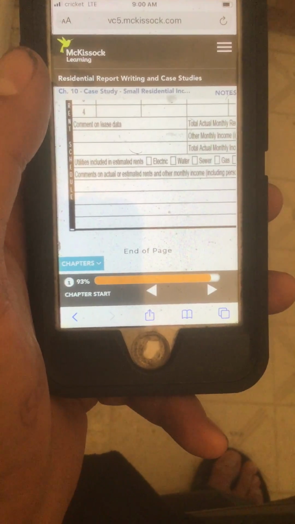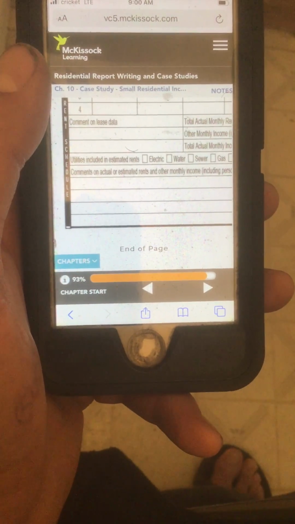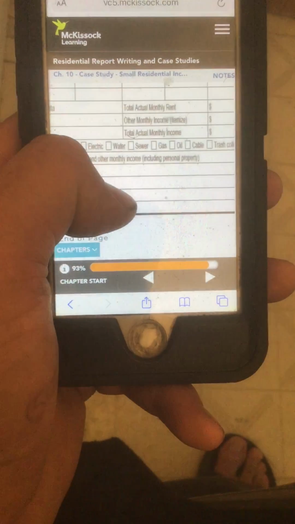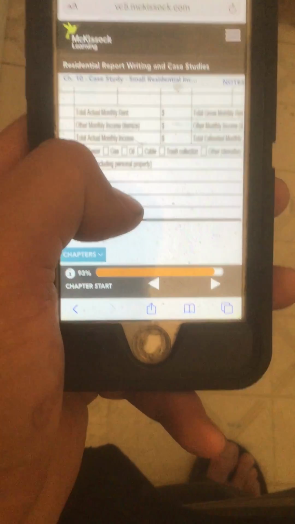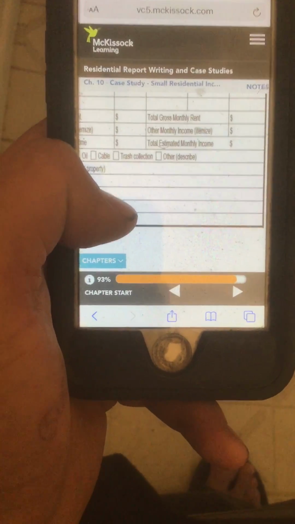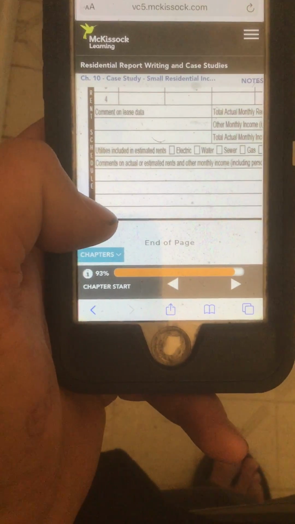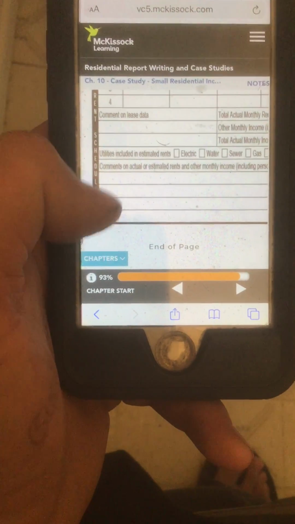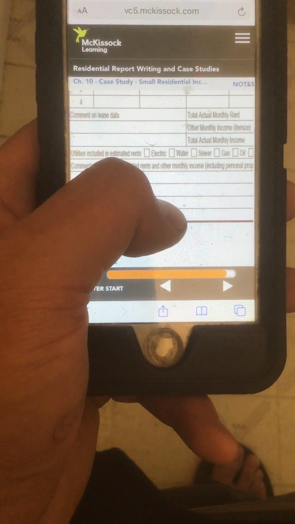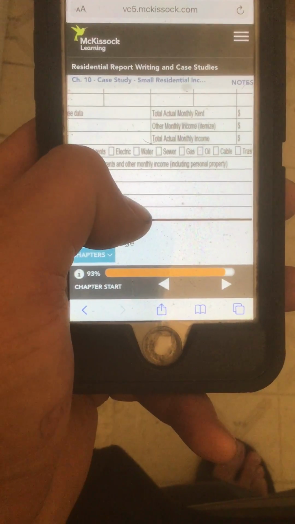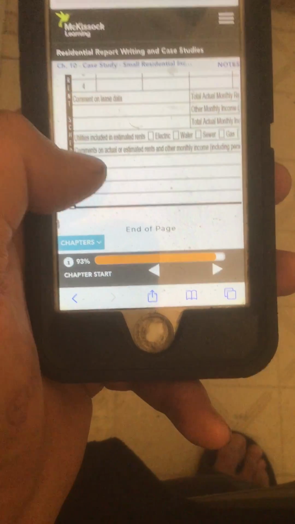The line underneath that is utilities included in estimated rents. And it shows electric, water, sewer, gas, oil, cable, trash collection, other describe. And then underneath that is comments on actual or estimated rents and other monthly income, included personal property. And there's about 5 lines underneath that.